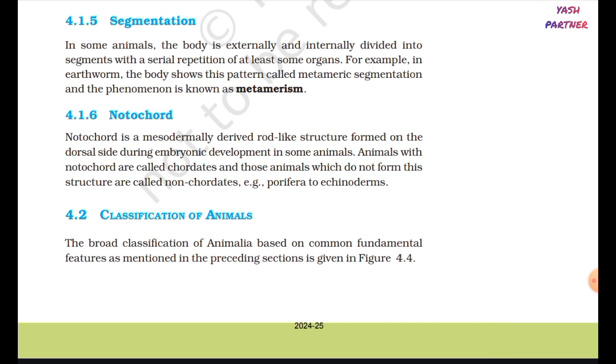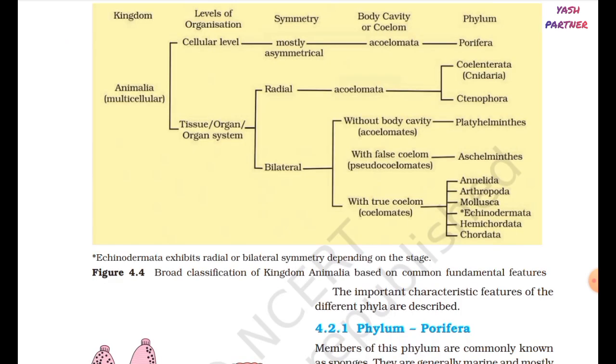4.2 Classification of animals. The broad classification of Animalia based on common fundamental features as mentioned in the preceding sections is given in figure 4.4. The important characteristic features of different phyla are described.